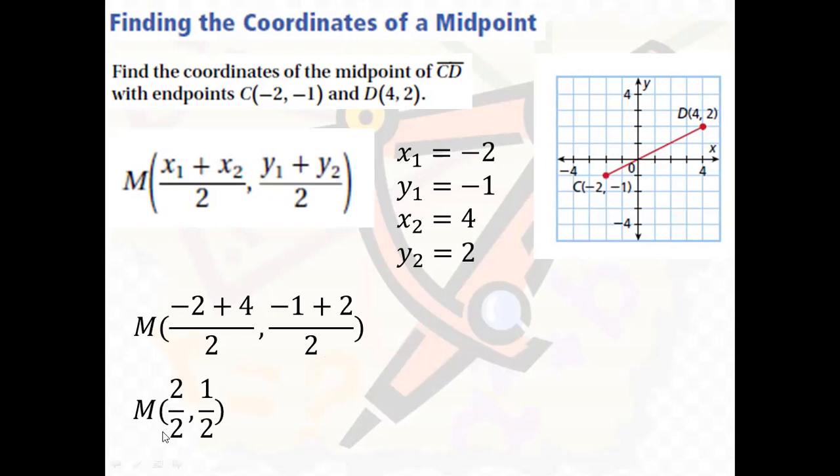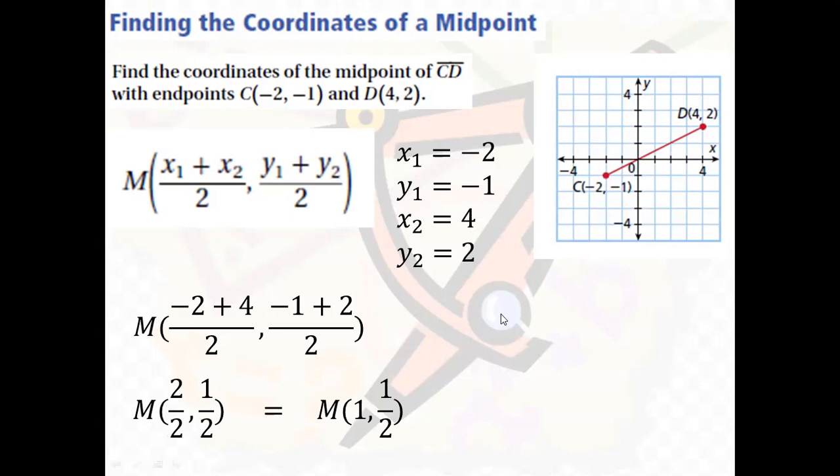Now we need to simplify this further, right? 2 divided by 2 will give us 1, but this is already in its simplified form. We cannot divide 1 by 2. If you divide 1 by 2, you will get a decimal, that is 0.5. So you can either write 0.5, or you can leave it as it is, as a half. So the coordinate, that is the midpoint, is going to be (1, 0.5).